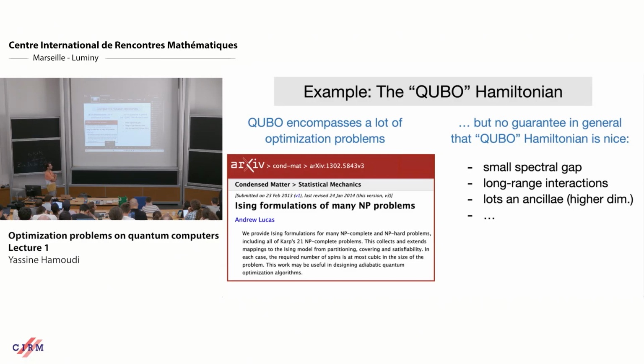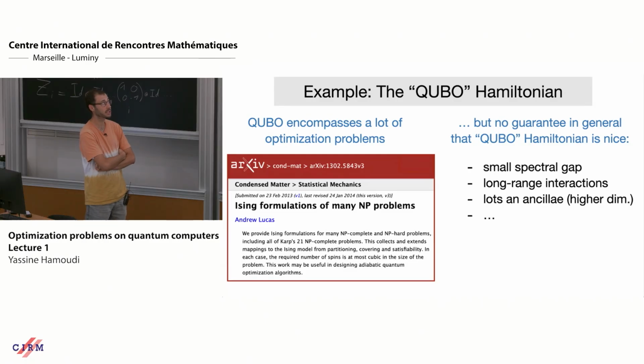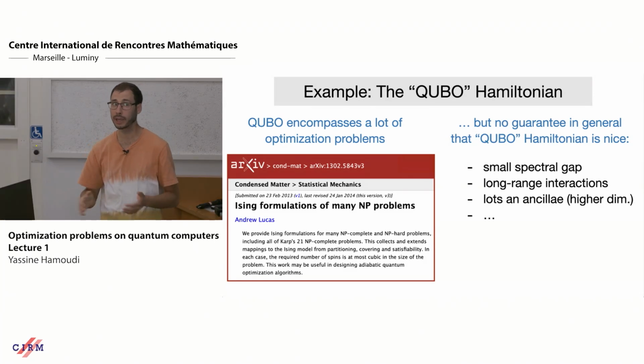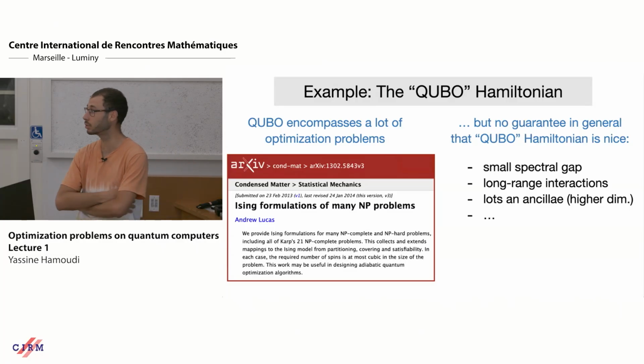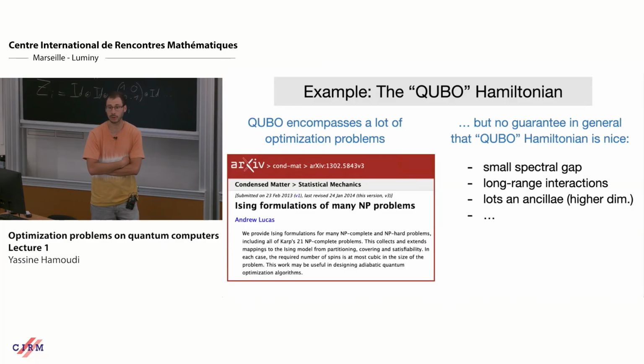So in particular, the spectral gap is often very small or unknown. There could be interaction between qubits at a very long distance. There could be a very high dimension, a lot of ancilla qubits to be used in the reduction. So it is a promising approach, but still the resulting Hamiltonian in general doesn't have very good properties. So the question is really, can we find at least some inputs to those problems for which we can show that H will have some desirable properties?